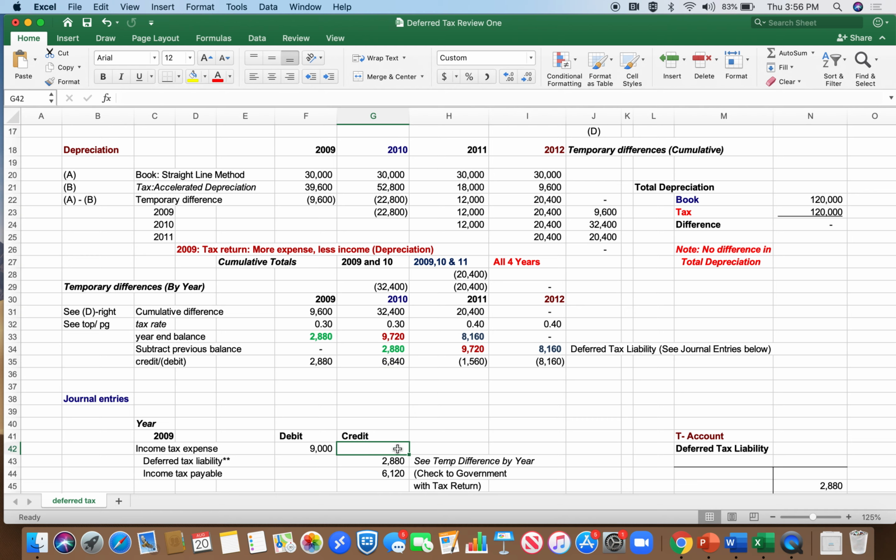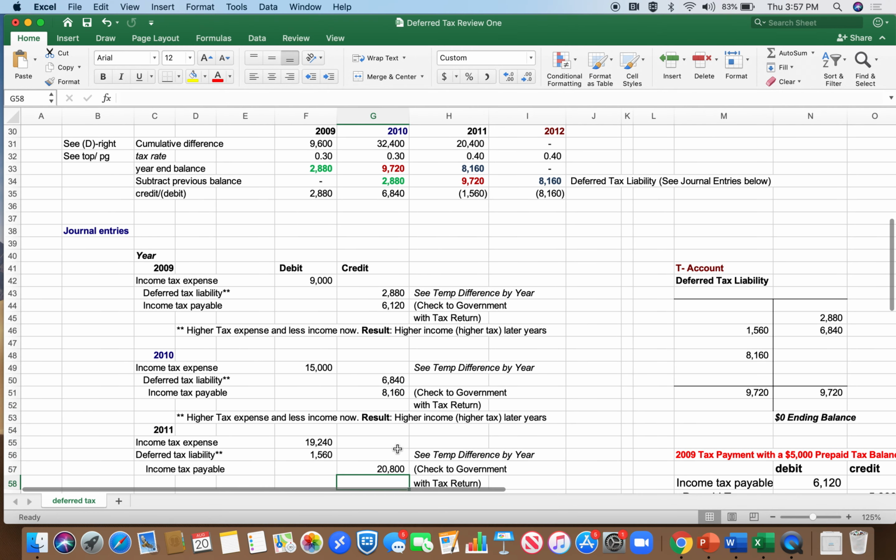So again, what does that mean? That means higher tax expense, less income now, higher tax liability later. It's a liability, so it's a credit in the T account. The check we write to the government, the taxes payable, again, is lower than the tax expense by 6,840. Let's not worry about how we came up with the income tax expense to make it even more complicated. Let's keep to these basics because it's enough.